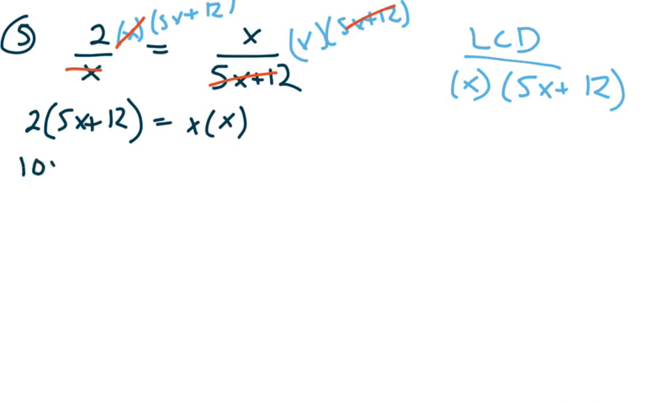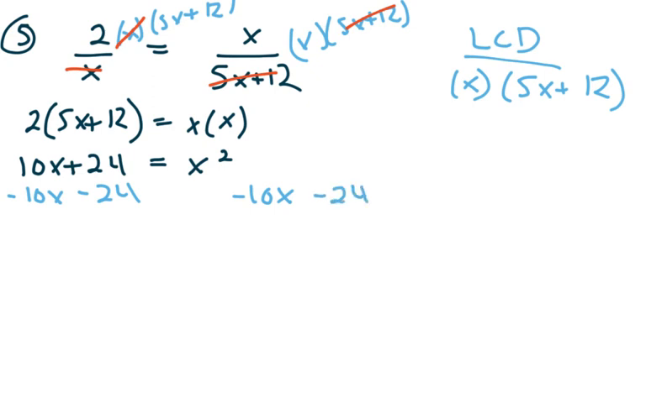Distribute. So we get 10x plus 24 equals x squared. And anytime you have an x squared in your problem that you're trying to solve, you want to make it equal 0 so you can factor. We could subtract this x squared over, but then you'd be left with a negative x squared, and you don't want that because our factoring rules don't work with it. So I'm going to subtract 10x from each side and subtract 24 from each side, so that the left side will equal 0 and the right side will still have a positive x squared. So 0 equals x squared minus 10x minus 24.